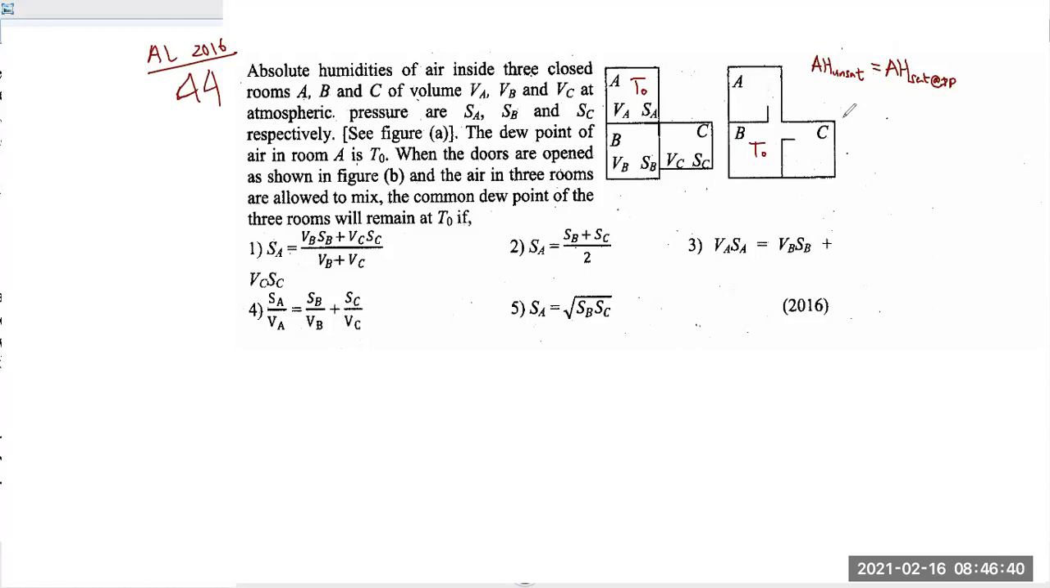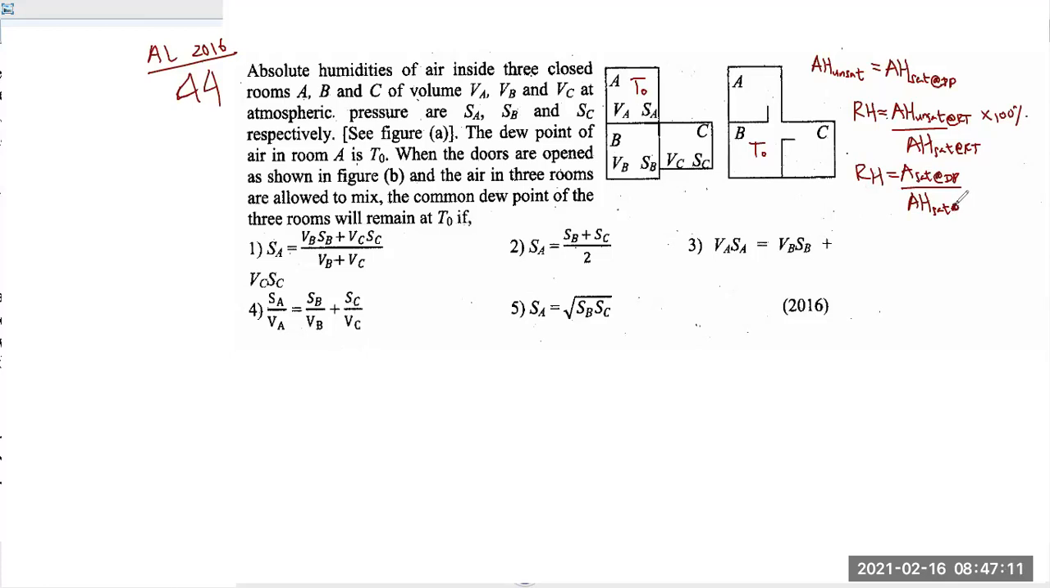Now, RH has two equations. One is the absolute humidity of unsaturated vapor at room temperature over the absolute humidity of saturated vapor at room temperature, into 100. And the other equation we can write for RH is the absolute humidity of saturated vapor at dew point divided by the absolute humidity of saturated vapor at room temperature.